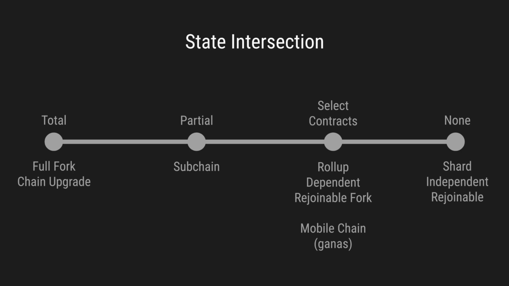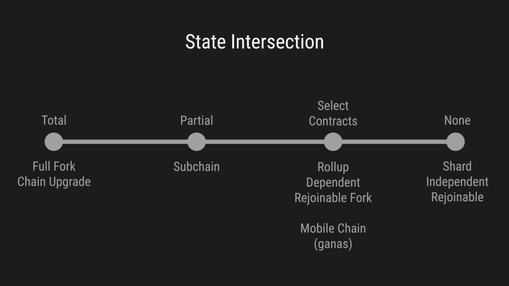But we can have partial state intersection with a chain and a subchain. And we can have state intersection on select contracts, like roll-up contracts, fork portals for dependent chains that can be rejoined with the parent chain. And in the same category, we can also have mobile individual chains like we demonstrated with our Ganas wallet. In these cases, adjudication is necessary.